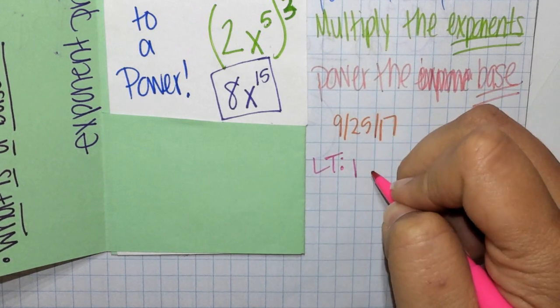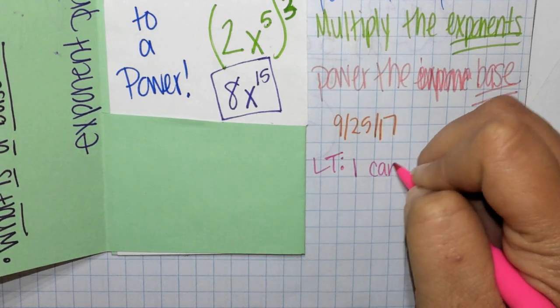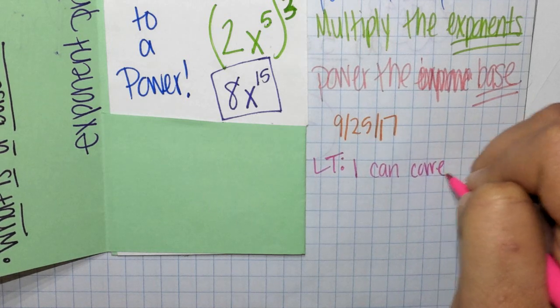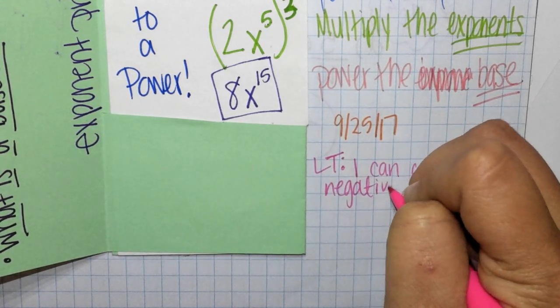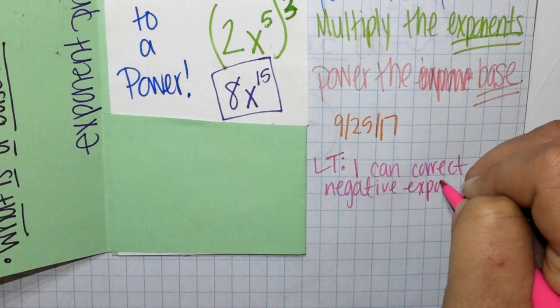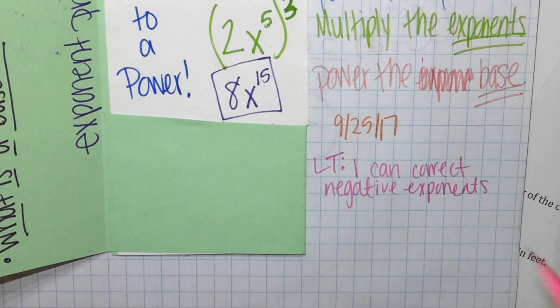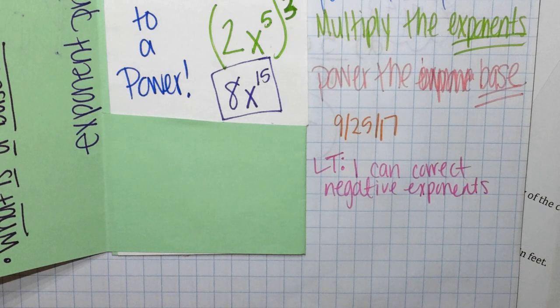Alright, so our learning target for today says I can correct negative exponents. Now, the reason that we say I can correct negative exponents is because we cannot have negative exponents in our answer. Because it's a rule. You can't break the rules.